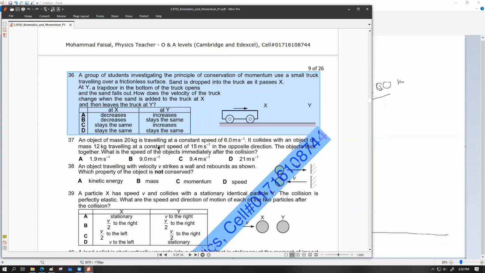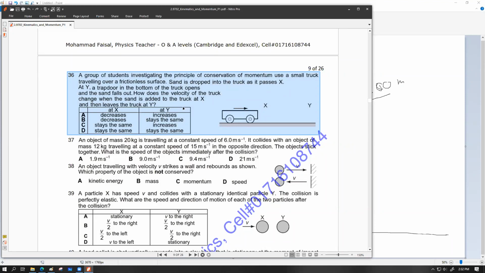Have a look. Let's continue with this one. A group of students investigating the principle of conservation of momentum use a small truck traveling over a frictionless surface. Sand is dropped into the truck as it passes X. At Y, a trapdoor in the bottom of the truck opens and the sand falls out. How does the velocity of the truck change when the sand is added to the truck at X and then leaves the truck at Y?